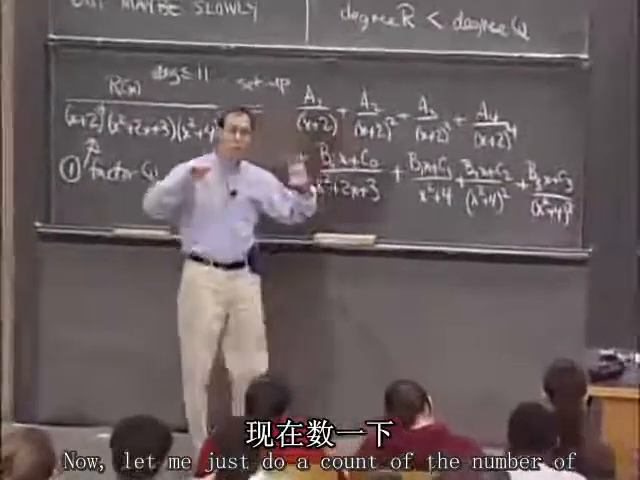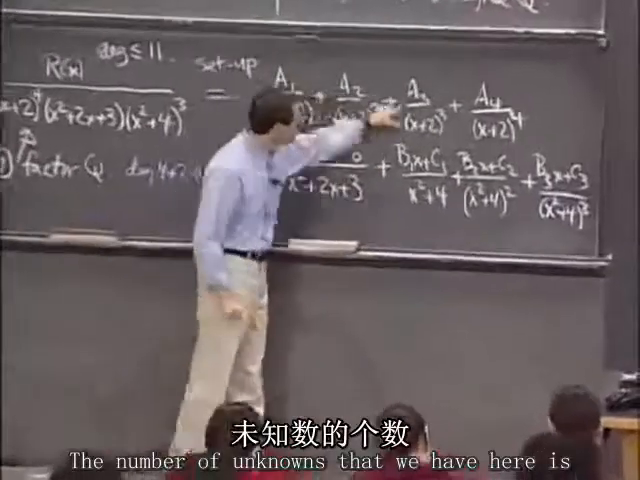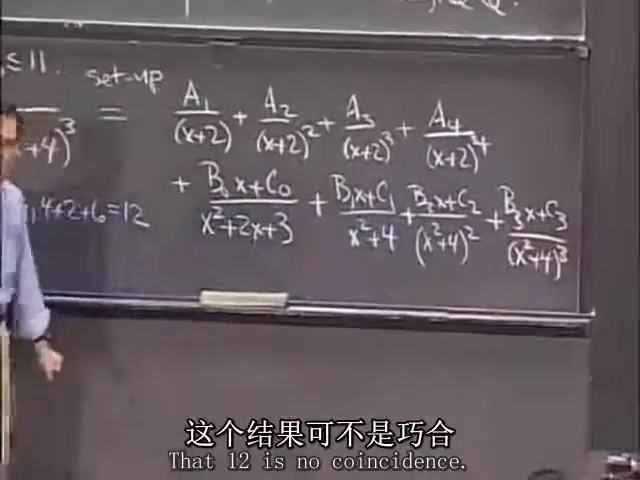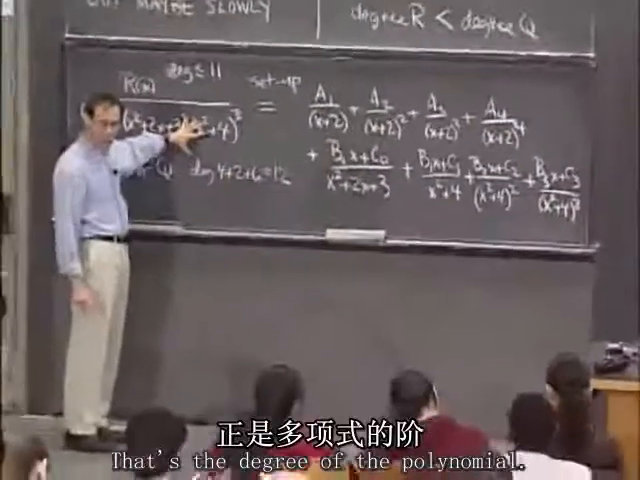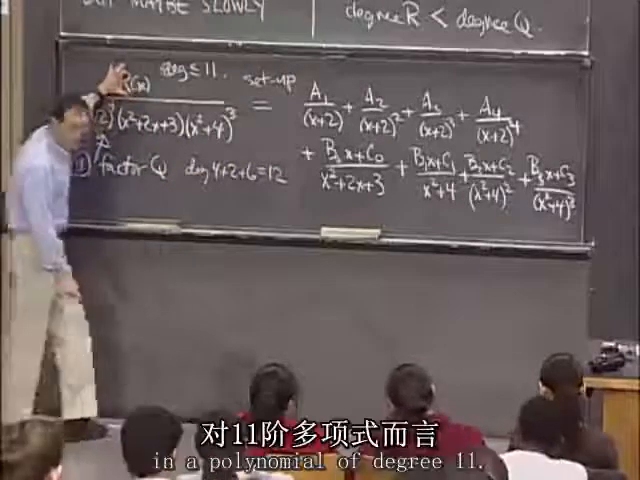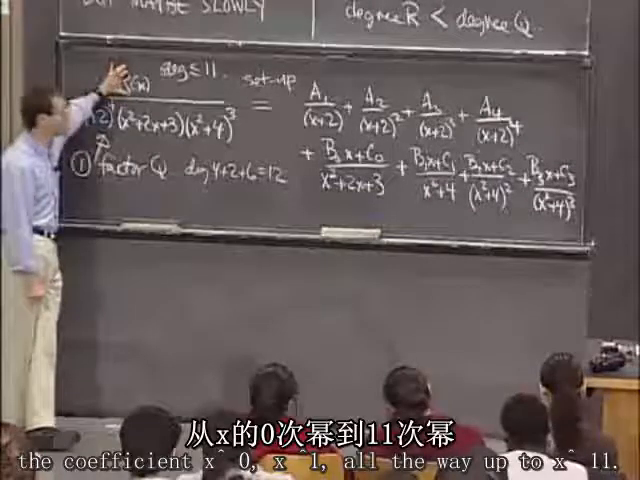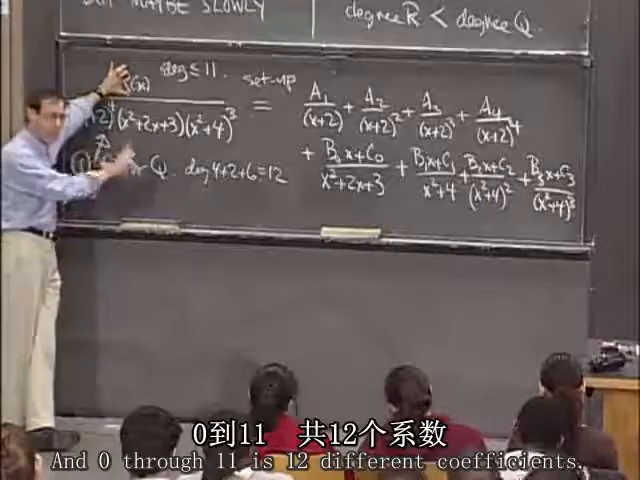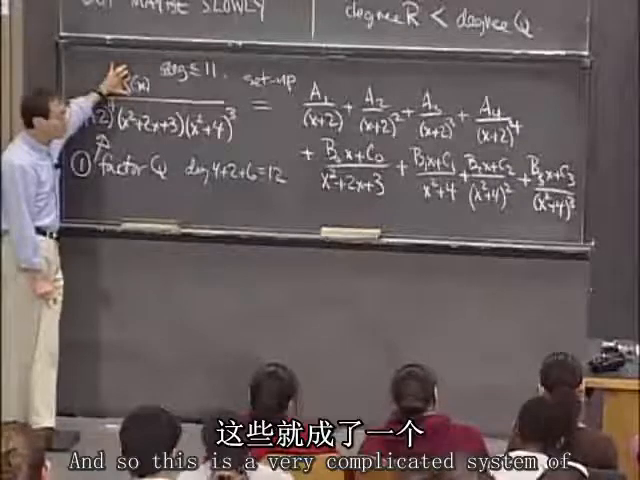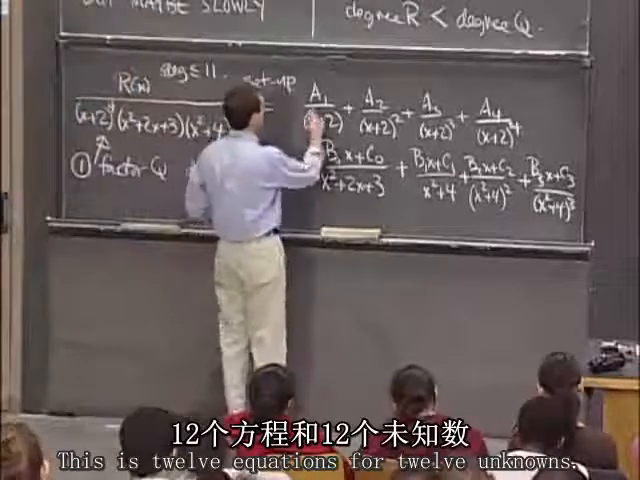Let me just do a count of the number of unknowns we have here. The number of unknowns is 1, 2, 3, 4, 5, 6, 7, 8, 9, 10, 11, 12. That 12 is no coincidence. That's the degree of the polynomial, and it's the number of unknowns that we have. It's the number of degrees of freedom in a polynomial of degree 11. If you have all these free coefficients, you have the coefficient of x to the 0, x to the 1, all the way up to x to the 11th, and 0 through 11 is 12 different coefficients. And so this is a very complicated system of equations: 12 equations for 12 unknowns.